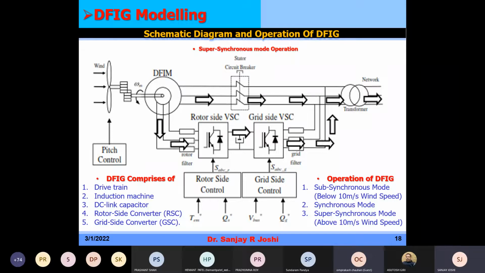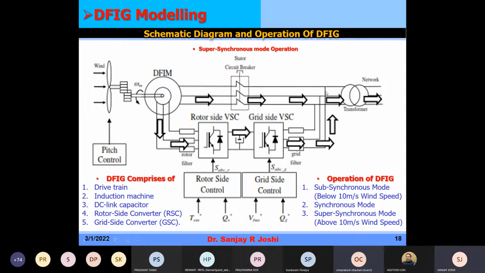There are three types of operation: subsynchronous mode, synchronous mode, and super synchronous mode. They are concerned with the wind speed of 10 meters per second. If the speed is below 10 meters per second, the operation is subsynchronous mode. The wind speed is directly related to the speed of the induction machine, of course through the drivetrain. Depending on the drivetrain ratio, according to the wind speed, there will be a speed of the machine. That's why I am giving you three different categories of operation of the DFIG.